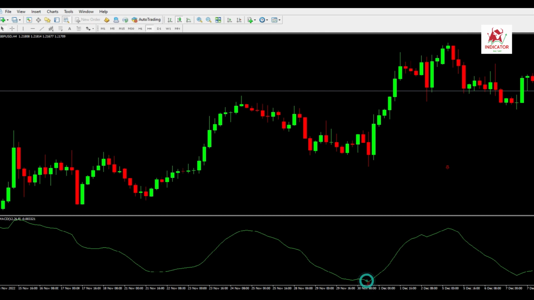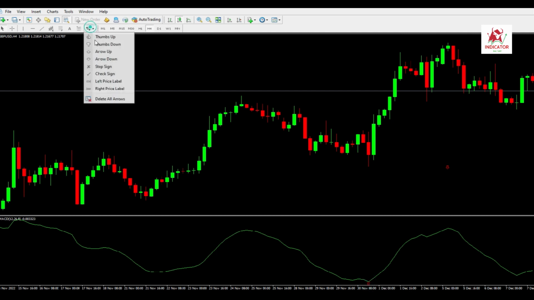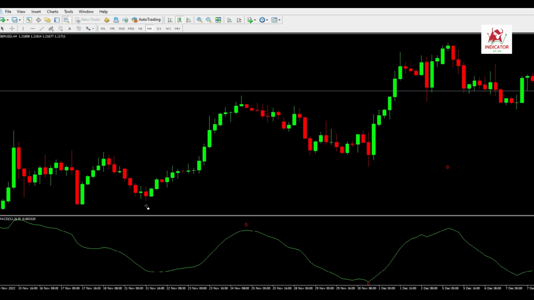MACD histogram. What does the histogram represent? The histogram or bar chart included in the background of the MACD, see images below, displays the difference between the MACD and signal line. When the MACD is above the signal line, the bar is positive. When the MACD is below the signal line, the bar is negative. The actual height of the bar is the difference between the MACD and signal line itself.